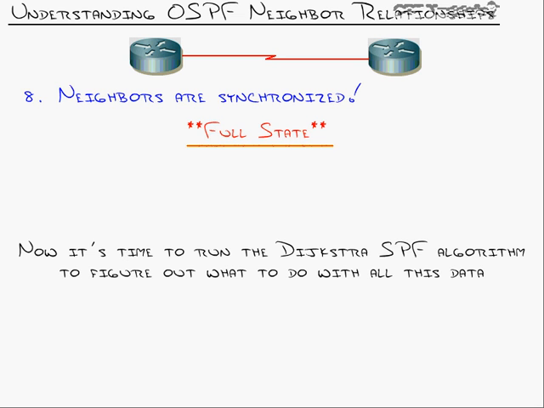Now, the databases have synchronized and we can run Dijkstra's SPF algorithm to figure out what to do with all of that data. The routers all have the roadmap. They're all looking at the same page now. Now they've got to generate the routing table from that. But that's where I'm going to draw the line here. I don't want this video to be too overwhelming with all of this information. I just wanted to focus on the neighbor relationship. We'll talk about the Dijkstra algorithm and generating the routing table in the upcoming video as we look at more of these concepts.